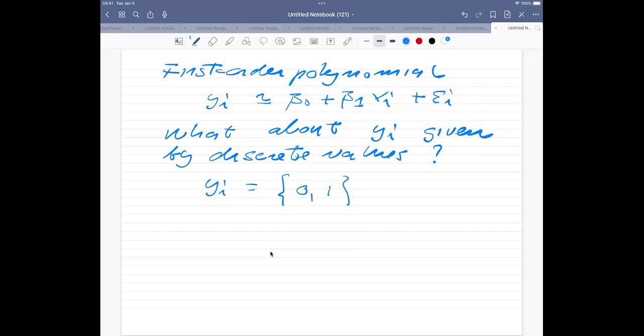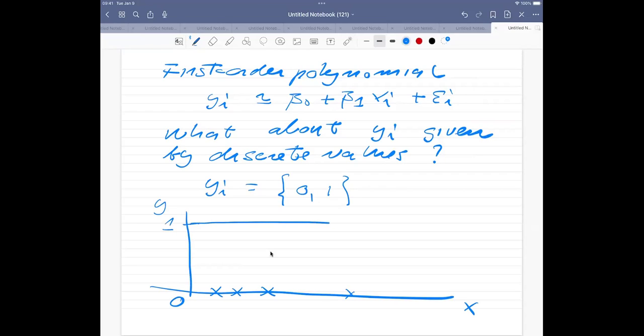Now, suppose that the data set looks like this. So we have some x's here, and we have 0 here, and we have some y's. And suppose now that we have some observations for x, for y. And it takes only values between 0 and 1. So that means it's either 0 or 1. So we could have an observation here or here, like that.